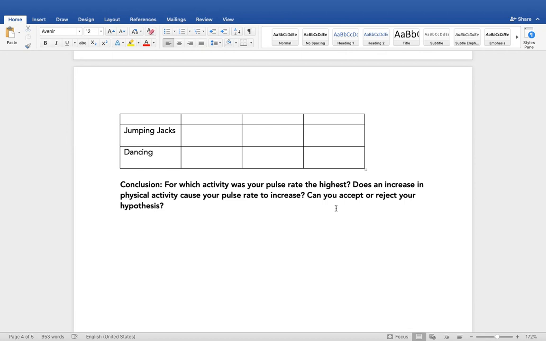And then there's one last question for the conclusion. Which activity was your pulse rate the highest? Does an increase in physical activity cause your pulse rate to increase? And can you accept or reject your hypothesis?